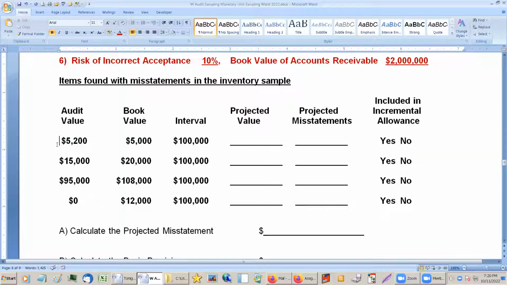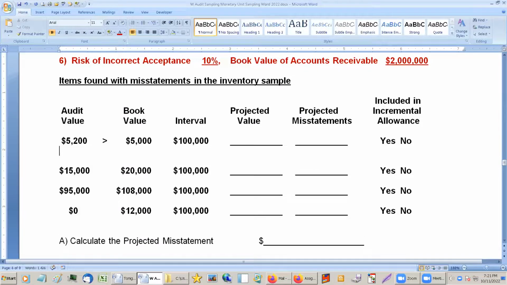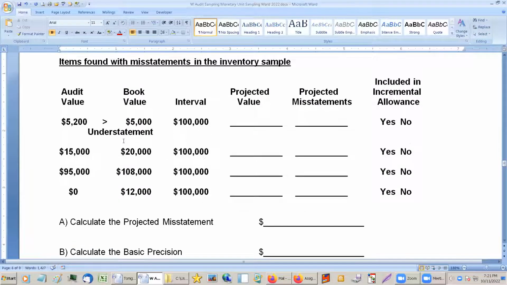This first one, I'll tell you right now, it's an odd one. What's wrong with the first one? The audit value is more than the book value? Yep. This is an understatement. So this is an understatement. We ignore it.